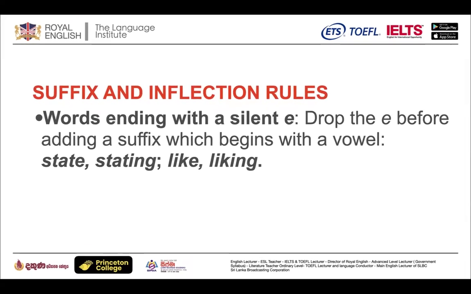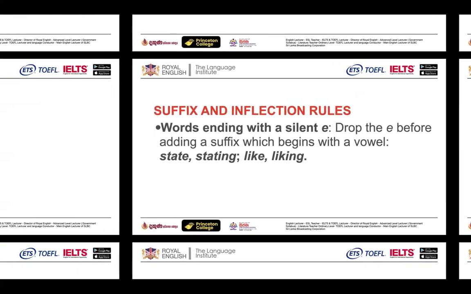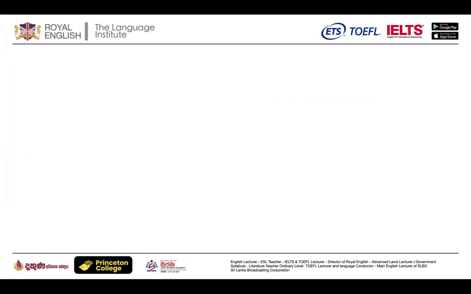Suffixes and inflections rule. For words ending with a silent E, drop the E before adding a suffix that begins with a vowel. State, stating, like, liking, likewise. So you have to use that. These are the most common spelling rules to be learned. I guess this lesson would be helpful for you.